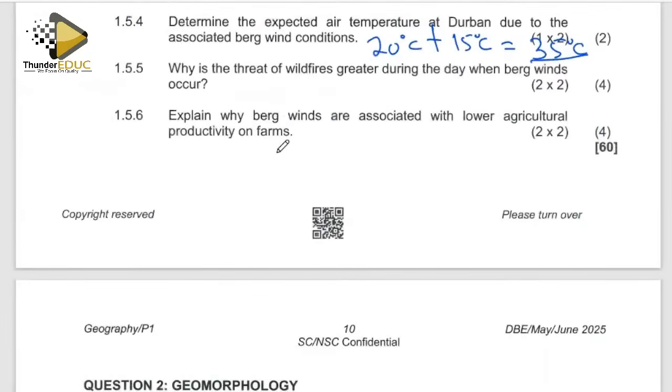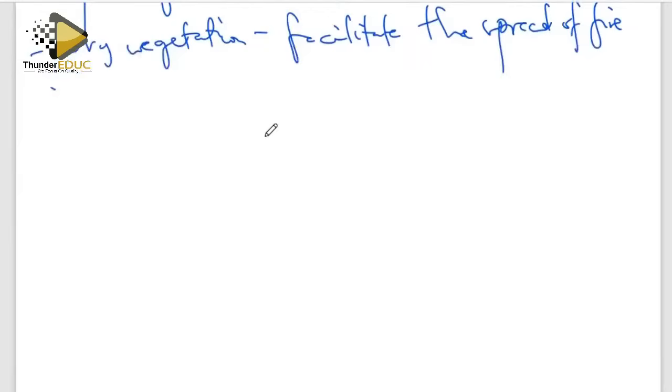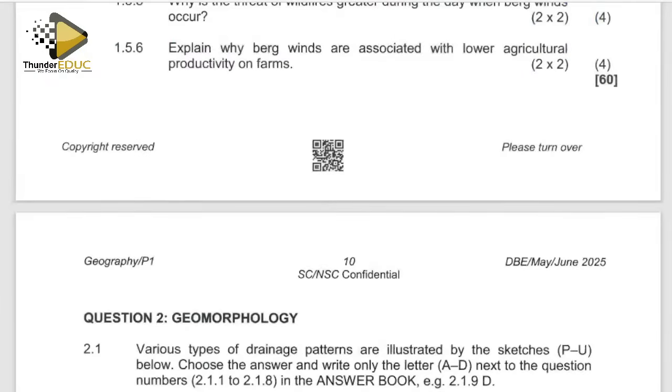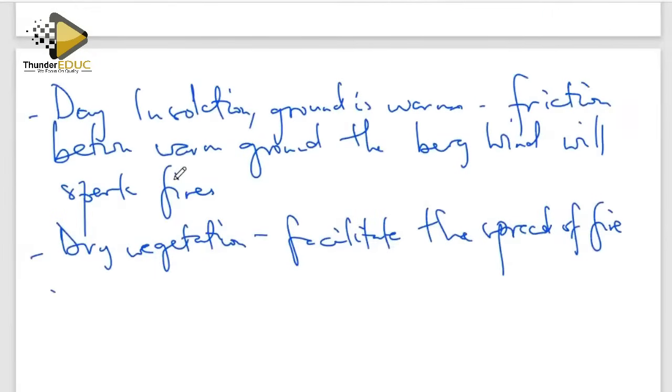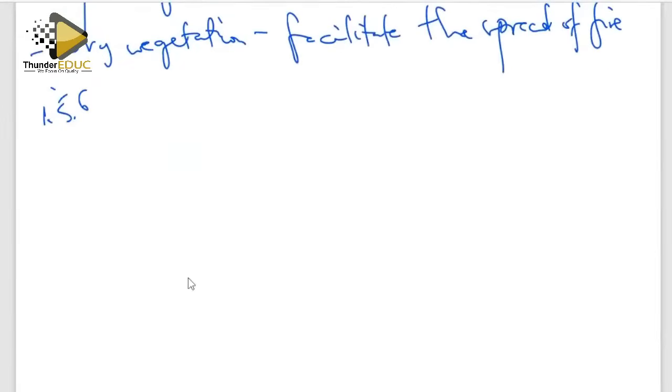Explain why backwinds are associated with lower agricultural productivity. Why do they impact negatively on agriculture? That is number 5.6, page 155, then going to 156. What are we saying here? We are saying, why are they going to likely cause low agricultural productivity on the farms? We look at the implication.